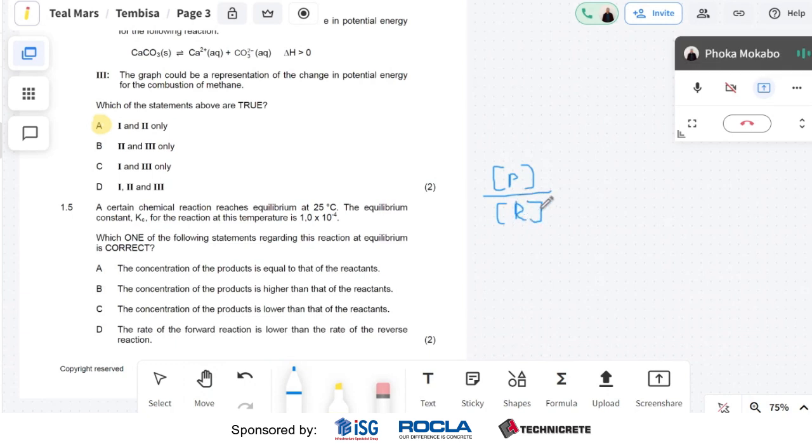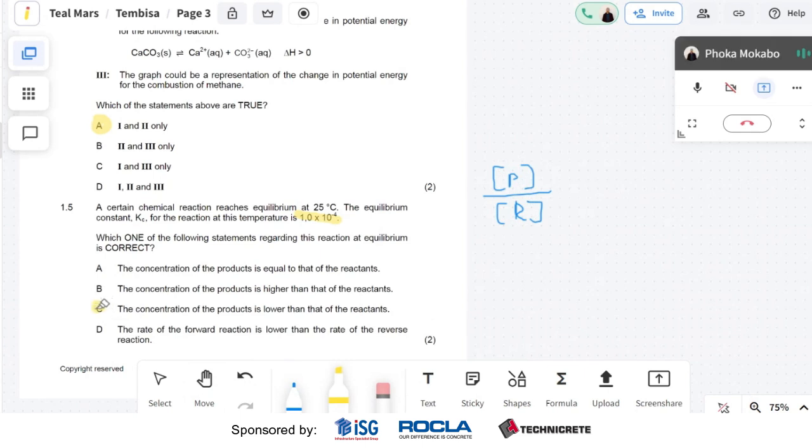And if you treat this as a fraction, if the number is greater than 1, then that would mean the concentration of the products is greater than that of the reactants. And if it is a number smaller than 1 but still greater than 0, then the concentration of the reactants would be greater than that of the products. By looking at the question again, 1 times 10 to the negative 4 is definitely a number smaller than 1 but greater than 0. And so we're looking for one statement that relays the fact that our reactant concentration is greater than our product concentration.